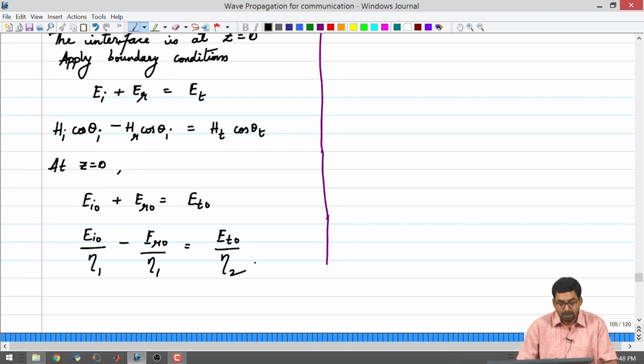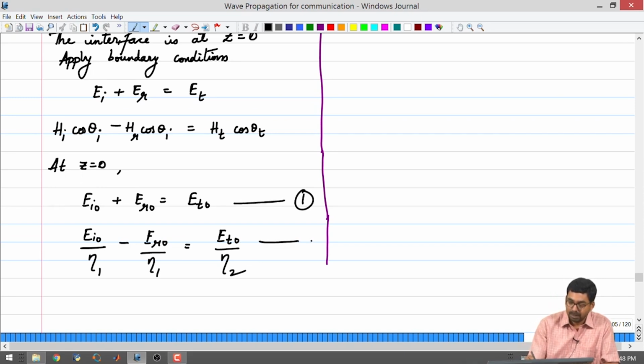All right. So, now we have some equations. We have equation number 1, equation number 2. Now, we have to say what is known, what is unknown, and what we wish to solve for. Let us say that eta 1 and eta 2 are known. That is, you are given some value of permittivity, permeability for medium number 1, permittivity and permeability of medium number 2. You will be able to find out the characteristic impedance for medium number 1 and medium number 2. So, eta 1 and eta 2 are known.